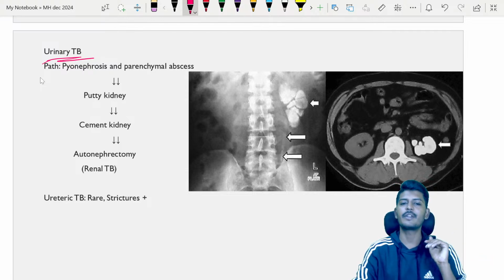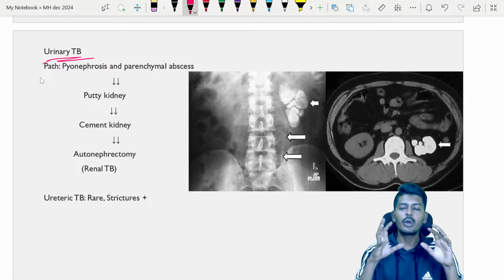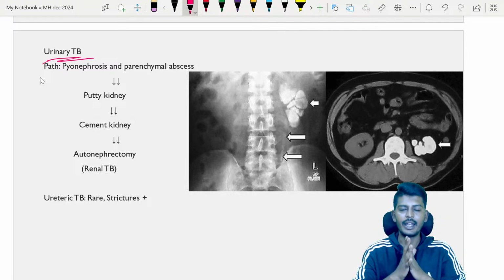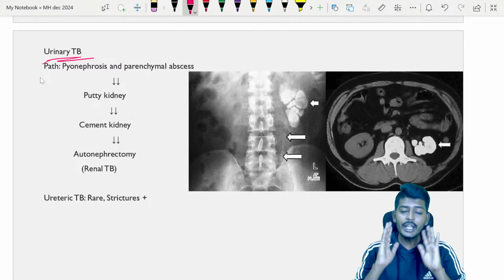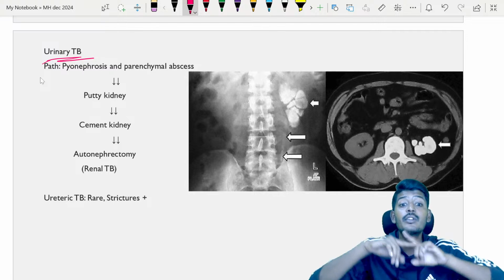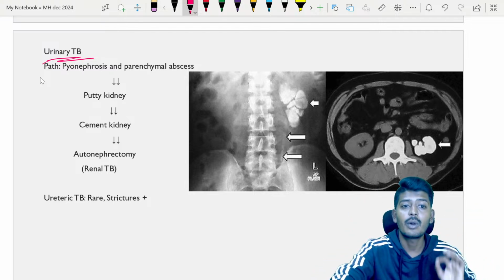So when we are speaking of renal TB, my dear students, first and most important, I want you to understand: the TB bacteria comes and starts to infect the kidney. Though it is infecting the kidney, the bacteria is not found in the urine. So initially, what will happen?